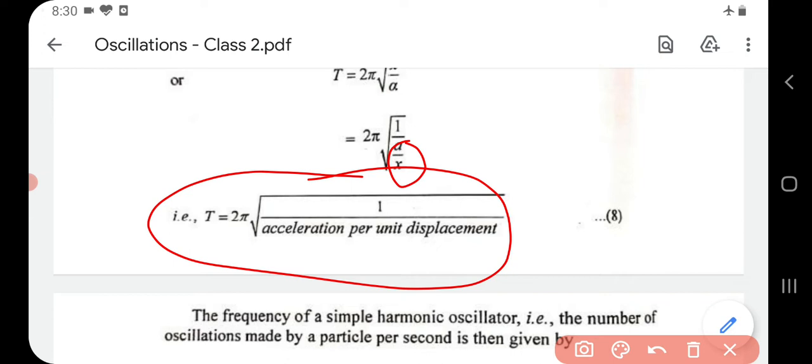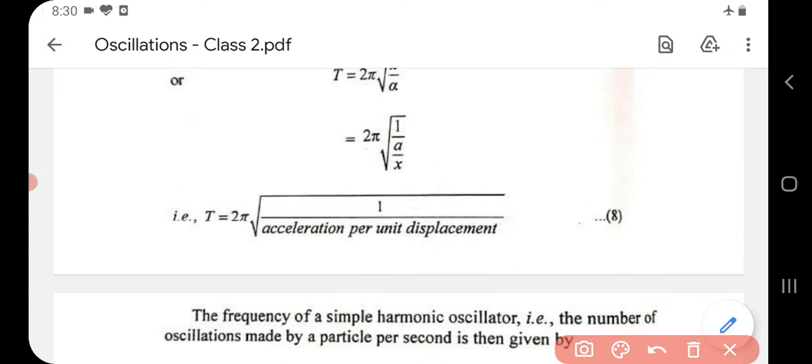Okay, so you have got two expressions for time period. Which are they? T equal to 2 pi by omega and T equal to 2 pi root of 1 by acceleration per unit displacement. Study these two equations because you will be asked to solve problems.